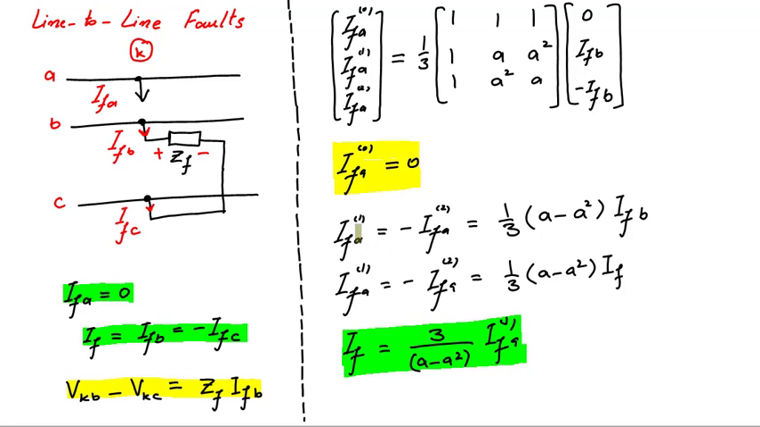Now here, these two equations, that IFA zero sequence is equal to 0 and IFA positive sequence is equal to minus IFA negative sequence, tell us these two currents are equal in magnitude but flowing in opposite direction. Next, we are going to establish the relationship between the sequence components of voltages.